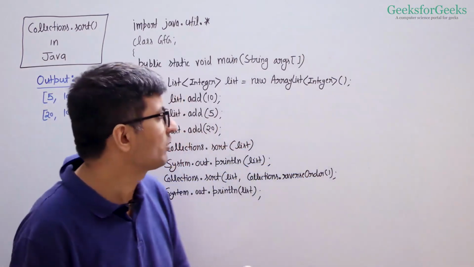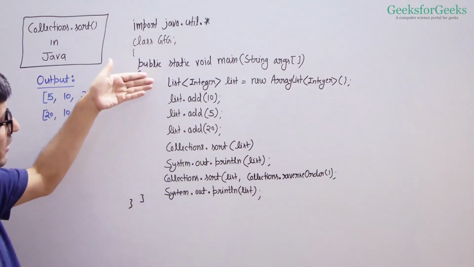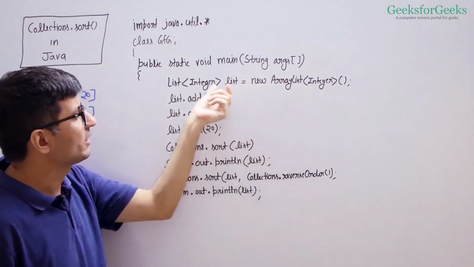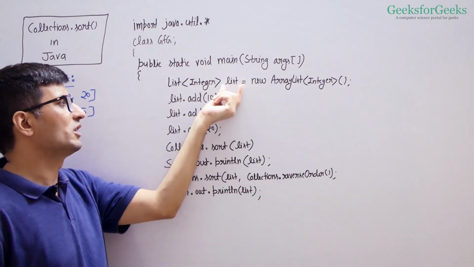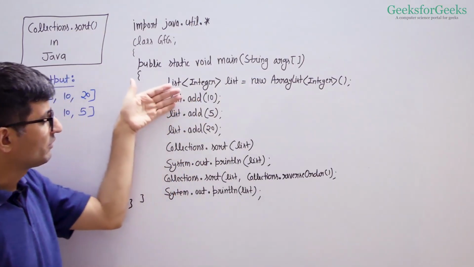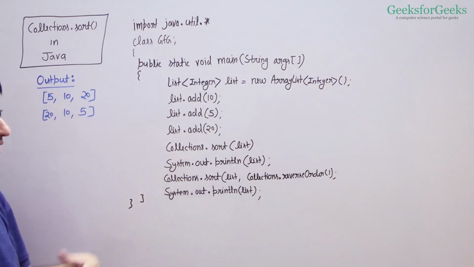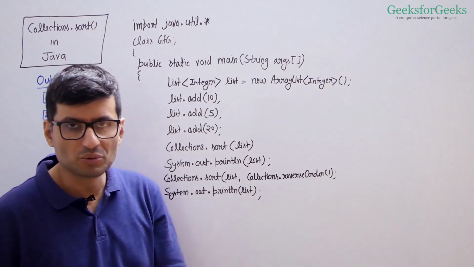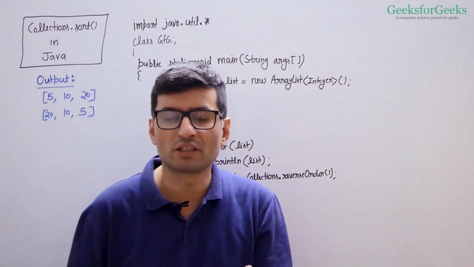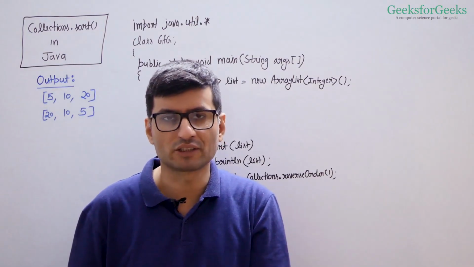Here is an example code. We have created an array list here, right? And we have assigned it to a list variable of list type. Then we have added 3 items to it. And then we are sorting it using collections.sort. Please note that to use collections.sort, we must import java.util.collections.